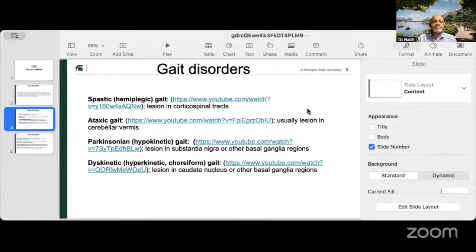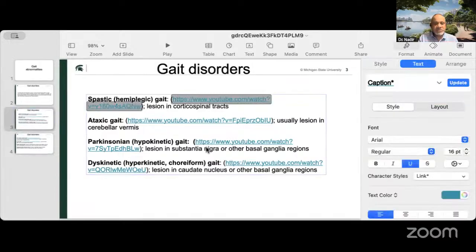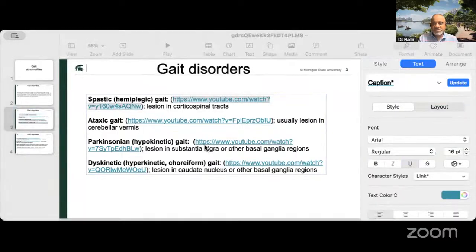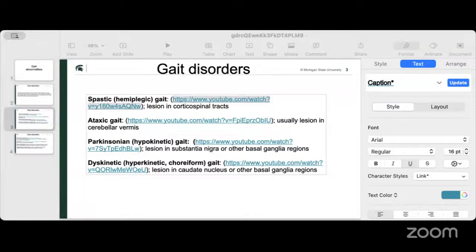This video, we will show you the hemiplegic or spastic gait. So I'm going to try to open the link and need to start. Can you see the video? Yes. We can't see, Doctor.